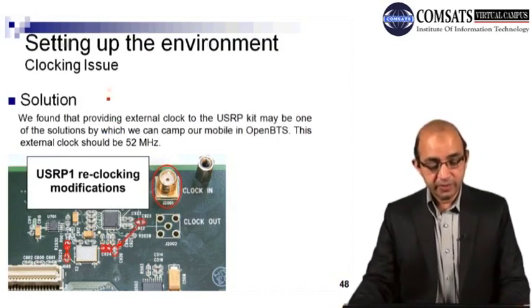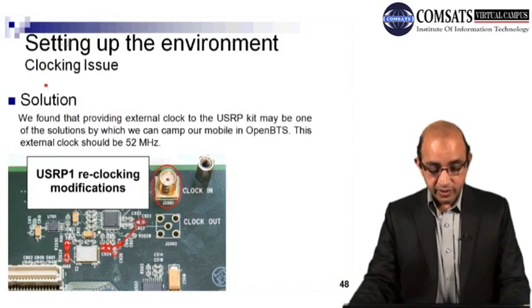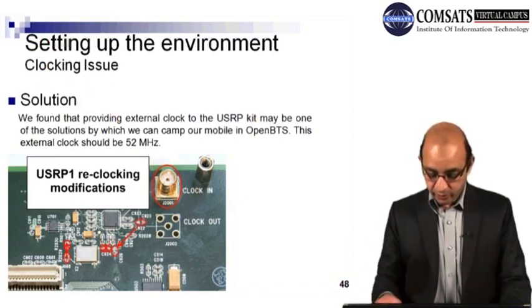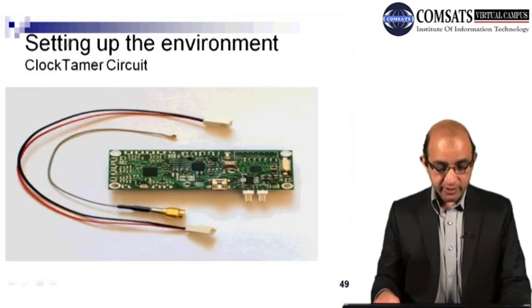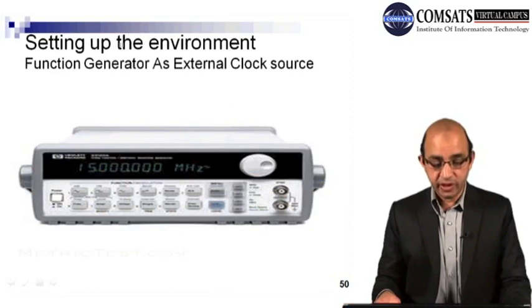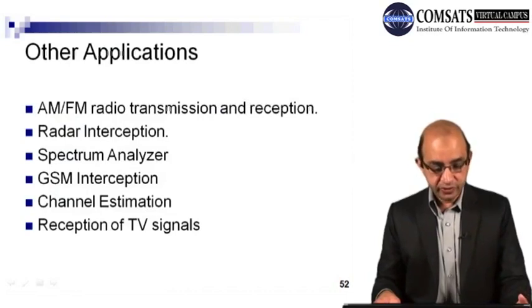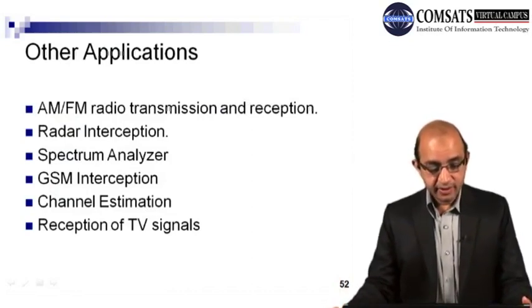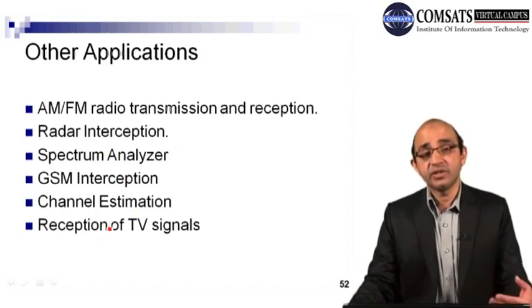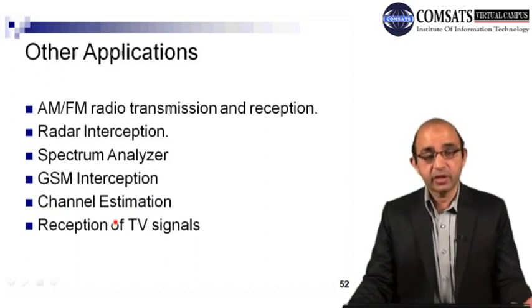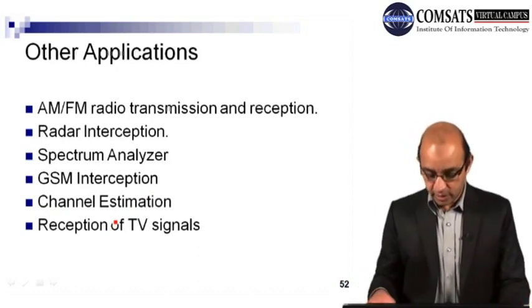So how do we dismantle the clock, right. You can see we have to detach some of the components, right. So there are solutions. This is the signal generator that has been used. Okay, so we have some other applications of SDR. We can have AM FM radio transmission and reception. It can also be used for radar interception, spectrum analyzer, GSM interception, channel estimation, and these are the uses of the USRP kit alongside SDR, right.